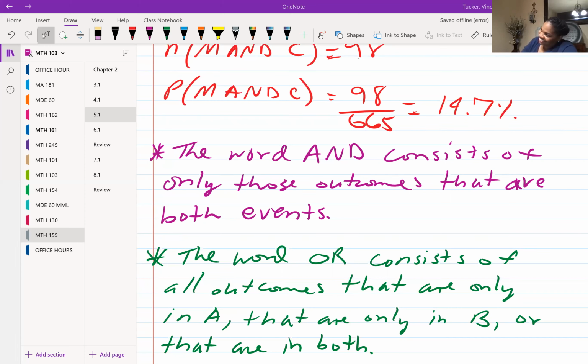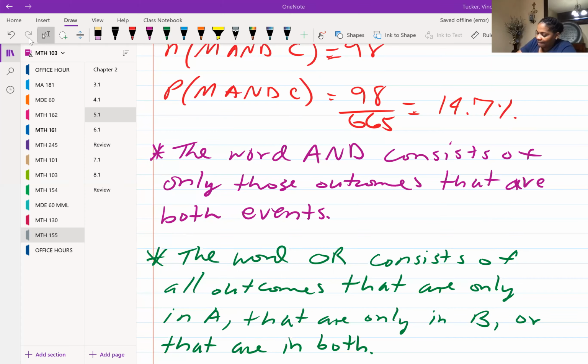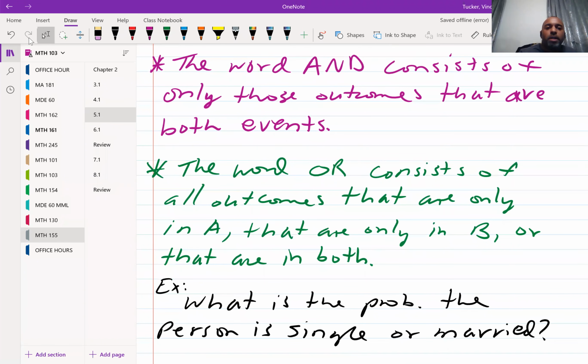I see you over there. Good. All right, scrolling up. Anybody need the purple?